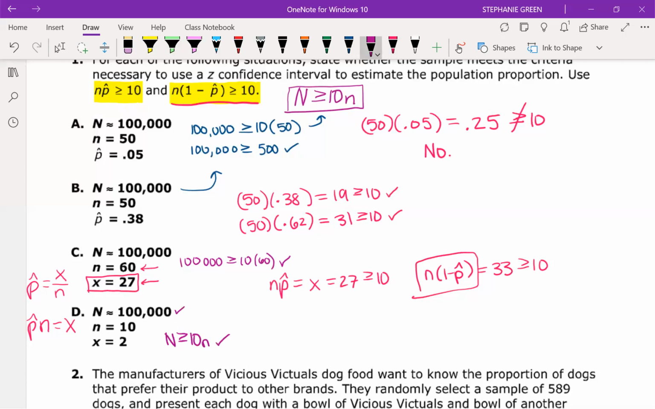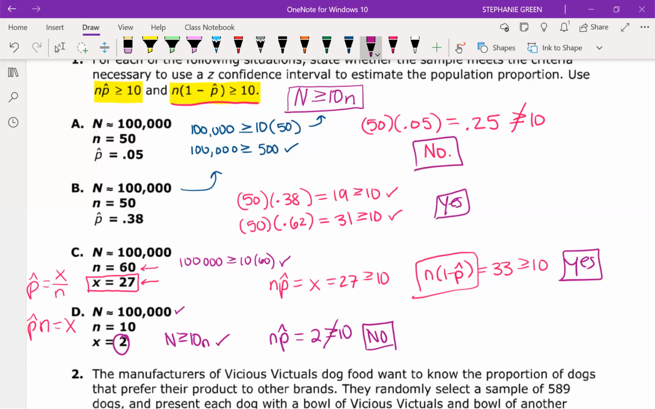So let's check our np hat. Our number of successes here is 2. So np hat is 2. Is 2 greater than or equal to 10? No, it is not. So we cannot use normal approximation here. So again, B and C, I guess I should have written those answers down: yes, yes, A was a no, and D is a no.